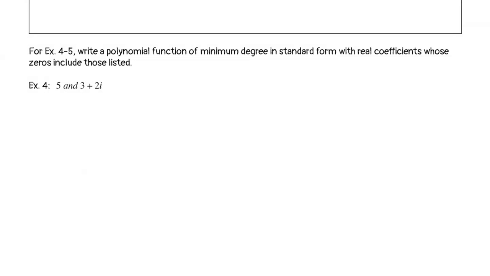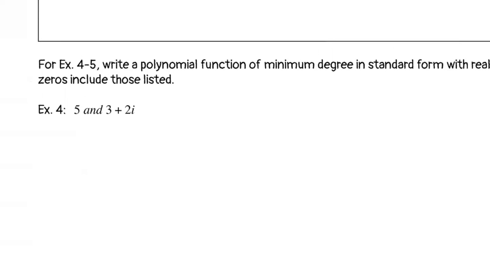So example 4 or 5, we are given some zeros. Okay, so these right here, 5 and 3 plus 2i, are zeros of a polynomial. And in particular, 5 is a real 0, but 3 plus 2i is an imaginary 0.